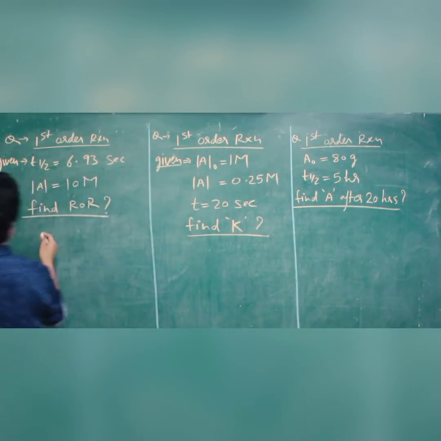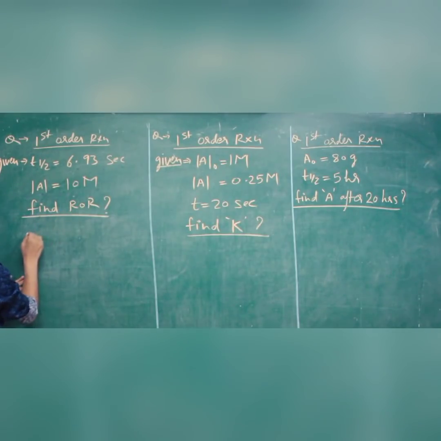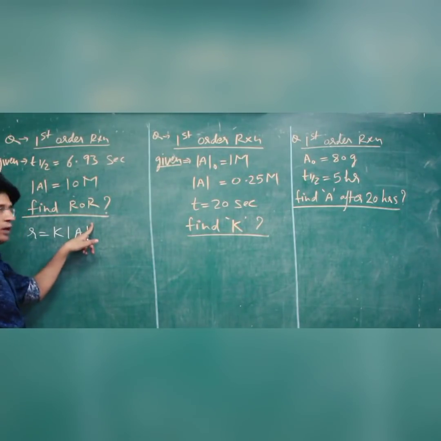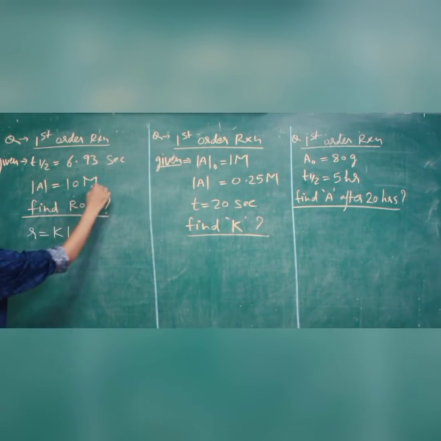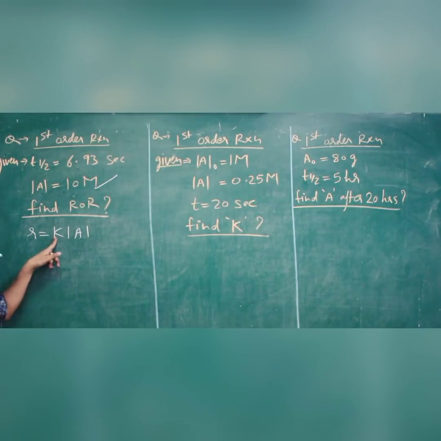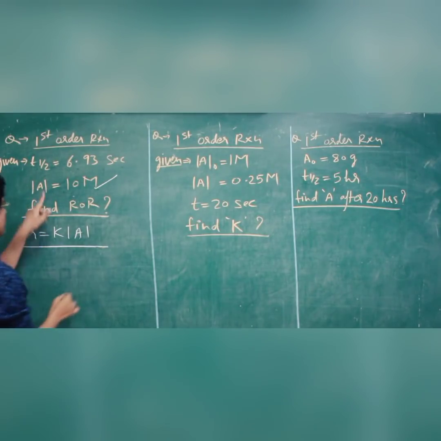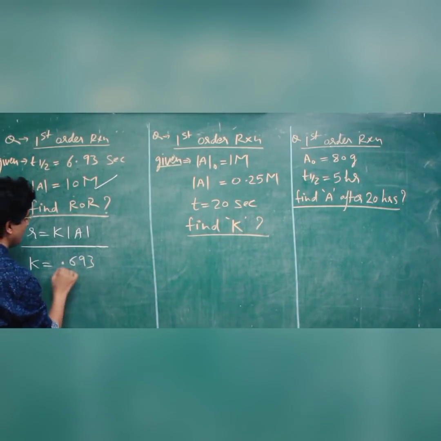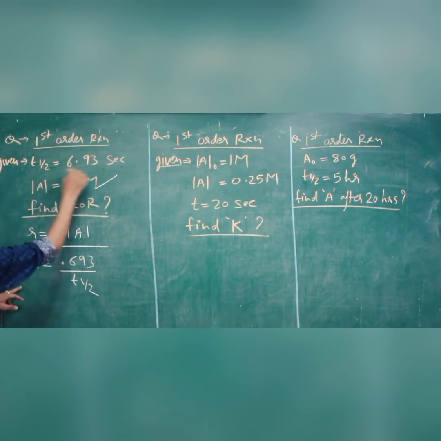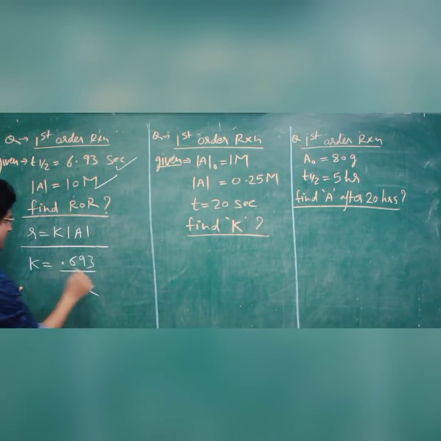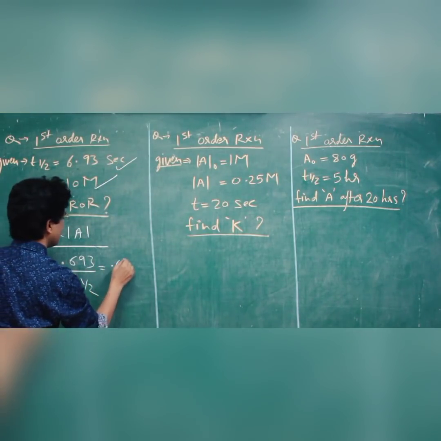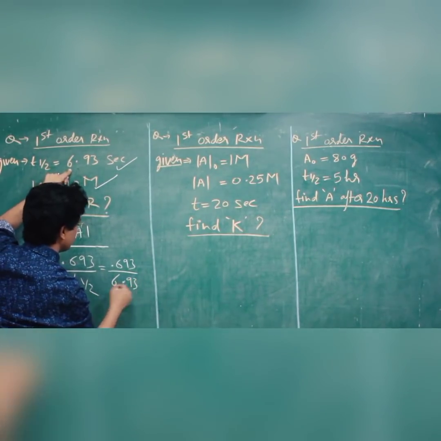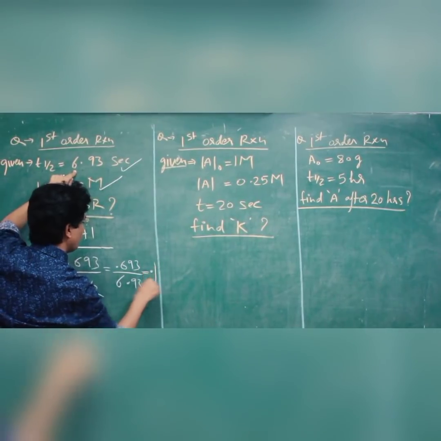Now see that for a first order reaction, rate will be K A to the power of 1. This is a first order reaction. Now I know A, this is given to me. I need to find out K, and for a first order reaction, I know that K is equal to 0.693 upon T half. T half they have given me. So I can very well calculate this will be 0.693 upon 6.93. That will be 0.1.